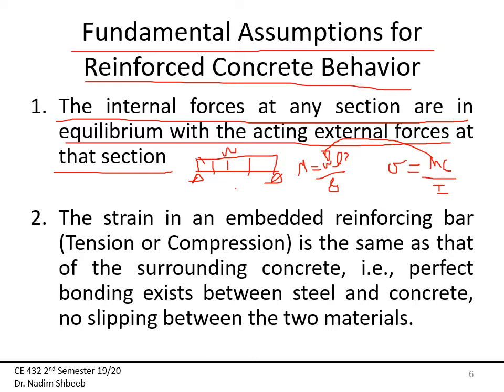As for the second assumption, the strain in an embedded reinforcement bar, whether in tension or compression, is the same as that of the surrounding concrete, which means I'm assuming a perfect bond between both the steel and the concrete, and there will be no slipping between these two materials. Actually, there's some slippage, but I will make sure, or I will enforce, that I have perfect bonding. That's when we start talking about the calculation of development length, which is one of the tools I use to ensure that I have a perfect bond between both the steel and the concrete. Pretty much I'm saying that the strain in concrete is the same as the strain in steel. So again, this is one of the assumptions. If it's not there, I have to enforce it, and there's a way of enforcing that.